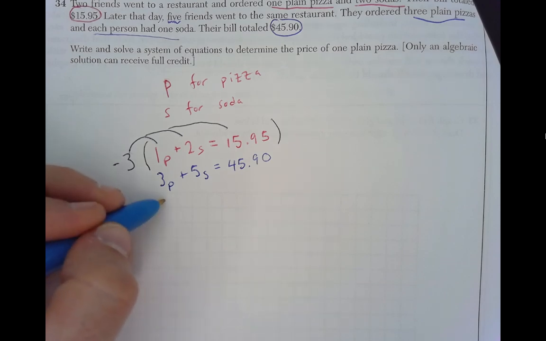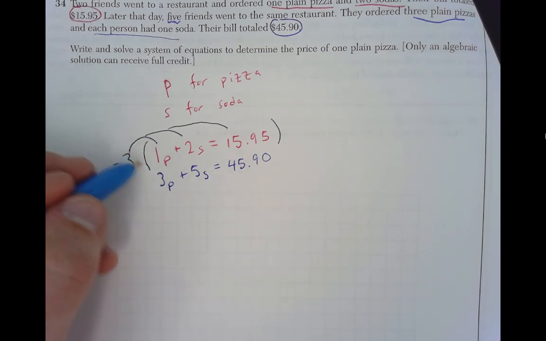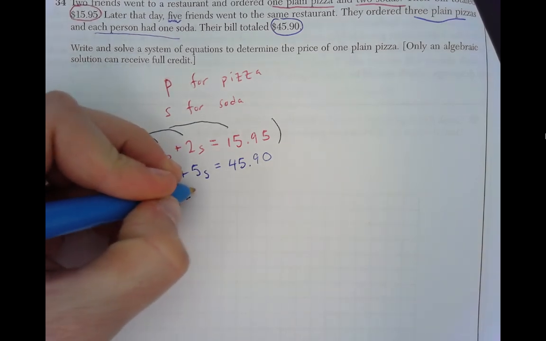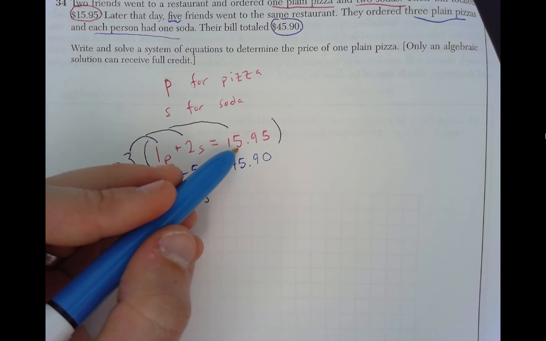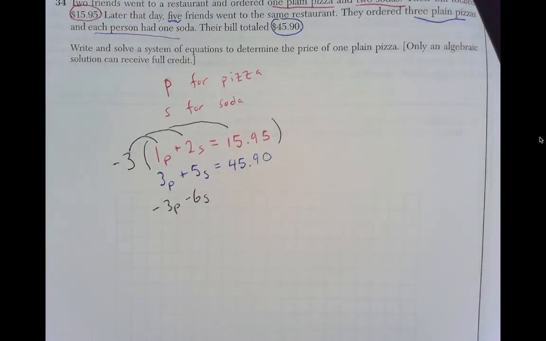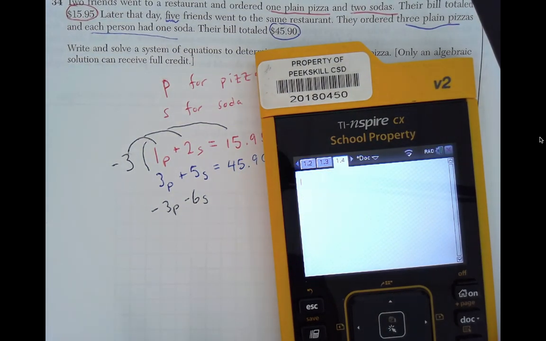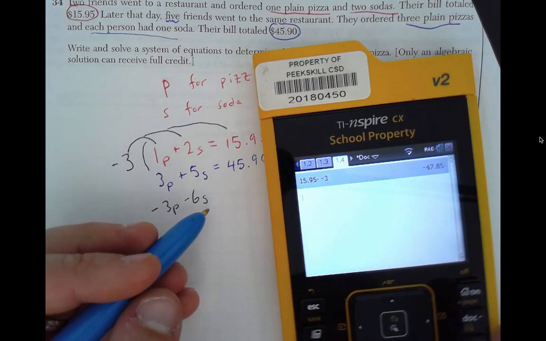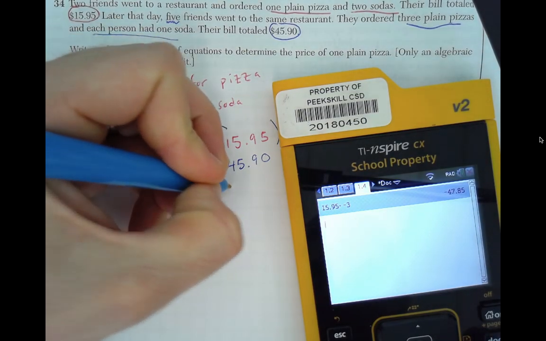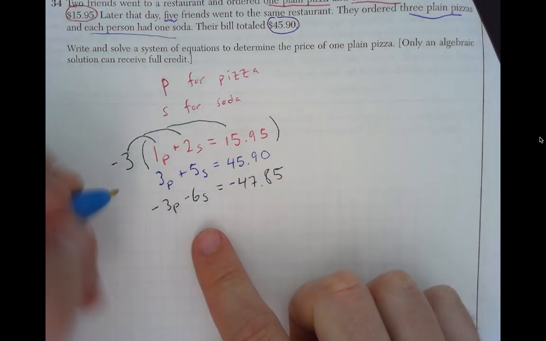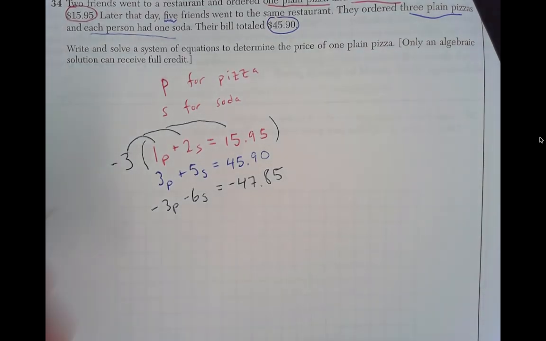-3 times 1, I'll do below in black, my method that's been switched so I can eliminate. We'll make -3P. -3 times 2S is going to be -6S. And -3 times 15.95, let's get a calculator on this one. 15.95 times -3 is -47.85. And now these 2 things are ready to eliminate, right?